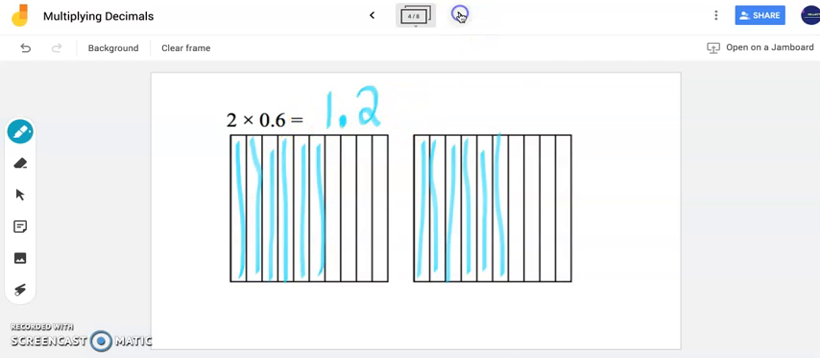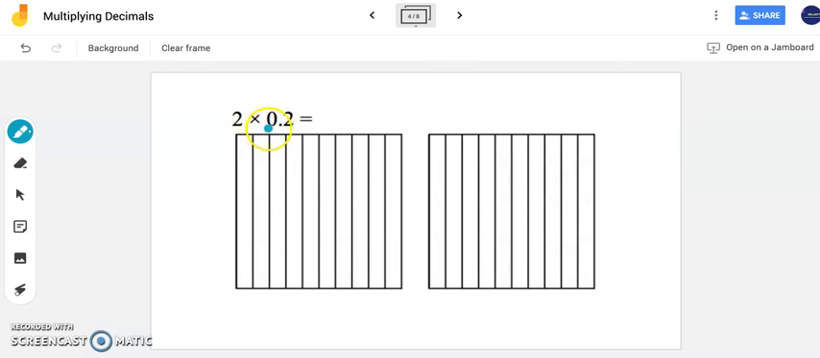For the next one, I have 2 times 2/10. Again, I have 2 wholes, but this time I'm going to only shade in 2/10 in each box. So here I have 1/10 and 2/10. So to find my answer, I can combine all the shaded regions. I have 1/10, 2/10, 3/10, 4/10. So my answer to this problem is simply 4/10. Notice again, I was given a visual model and I was able to use that visual model to help me find the solution to my problem.